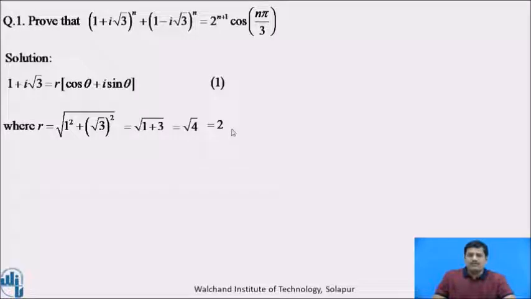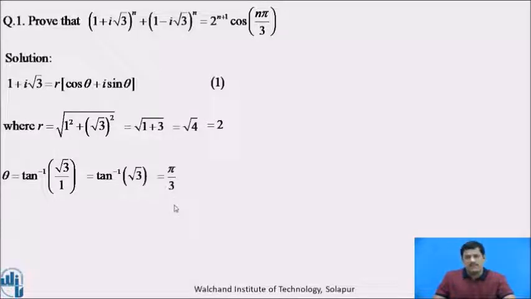Now θ is tan inverse of the imaginary part divided by the real part. Here the imaginary part is √3 and the real part is 1. That is simply tan⁻¹(√3), and we know that tan⁻¹(√3) is π/3. Now substituting the values of r and θ in equation number 1, we get 1 + i√3 is equal to 2 into the bracket, replacing θ by π/3, cos(π/3) + i sin(π/3).